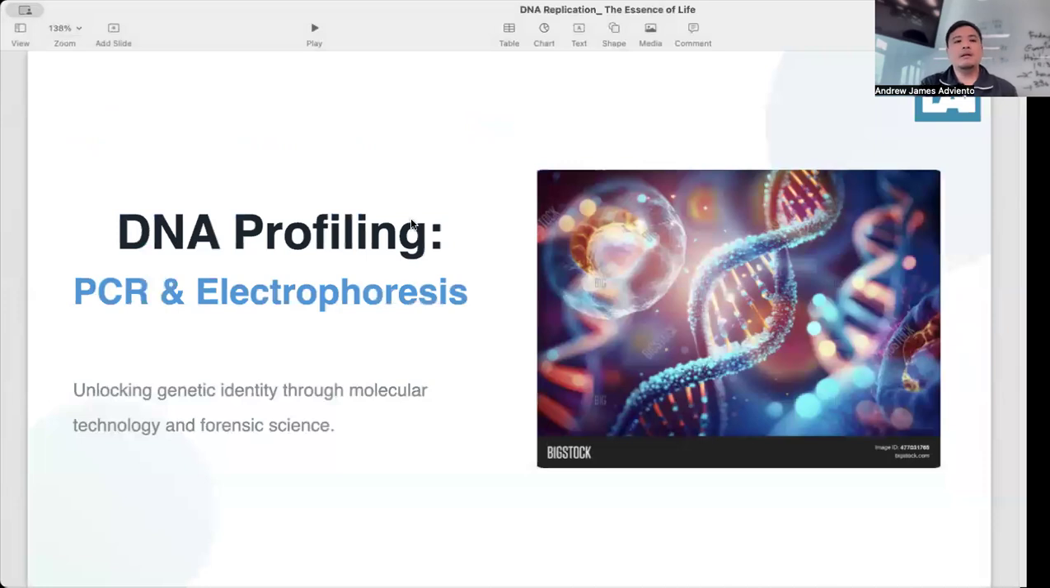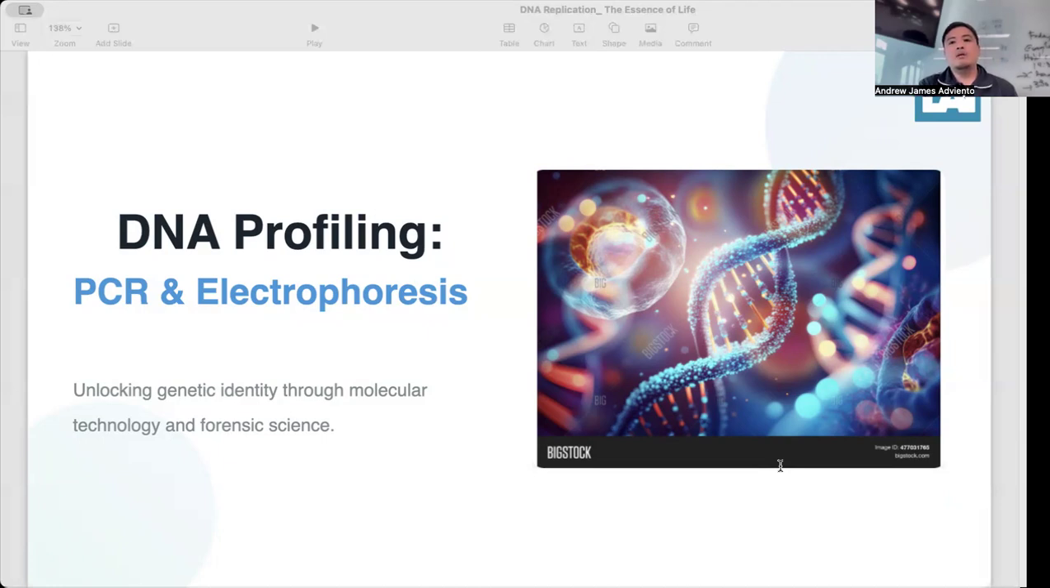Okay, moving on. The next is DNA profiling, PCR and electrophoresis. This is unlocking genetic identity through molecular technology and forensic science. As we discuss this, it gives us knowledge about one of the most powerful intersections of biology and law. This is DNA profiling.